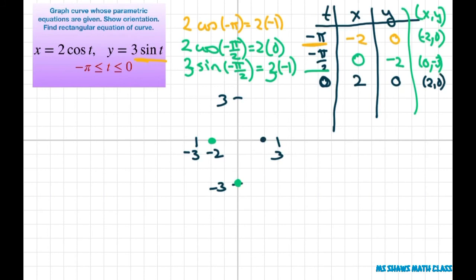So starting with what we're doing, we're starting at negative pi and then going to 0. So this is your orientation. If you draw the curve, it looks like this. And we started here, so draw these arrows showing the motion of our curve.